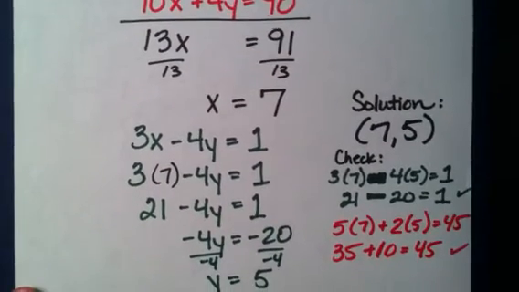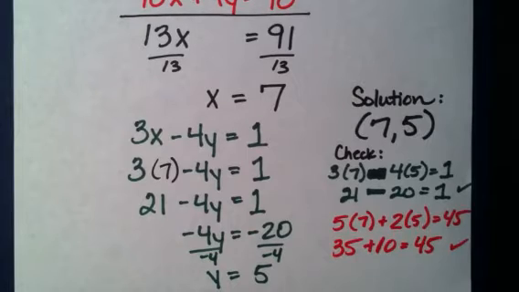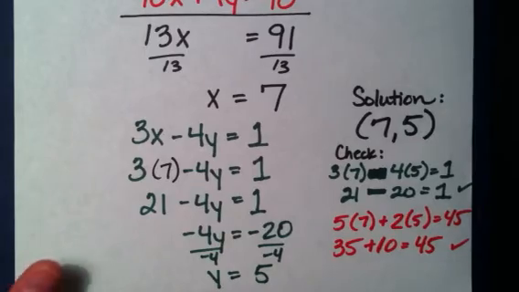When I plug it back into that first equation, I get 3x minus 4y equals 1. Then 3 times 7 minus 4y equals 1, which then means 21 minus 4y equals 1. Subtract 21 from both sides, I get negative 4y equals negative 20. Divide both sides by negative 4, and I get that y equals 5. So my solution is 7 for x and 5 for y. Of course, I double check myself, and of course that's right.